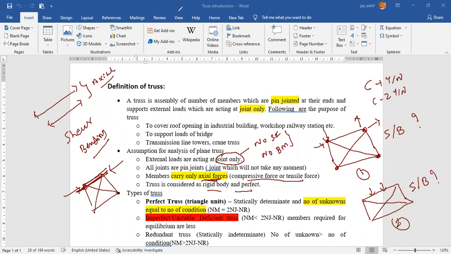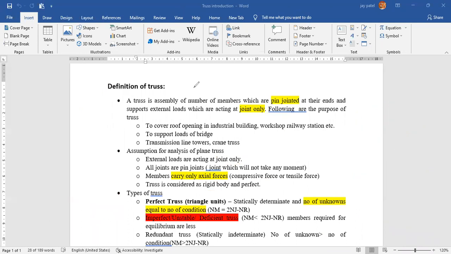Many times, 3-mark or 4-mark questions are asked in the GATE examination: define truss, give the assumptions of the truss. This comes up very often. Is it clear? Please confirm. Students, okay, keep in mind again: truss is the assembly of a number of members which are pin jointed at the ends and support external loads which are acting on joints only. Whatever load comes, it acts on the joint.